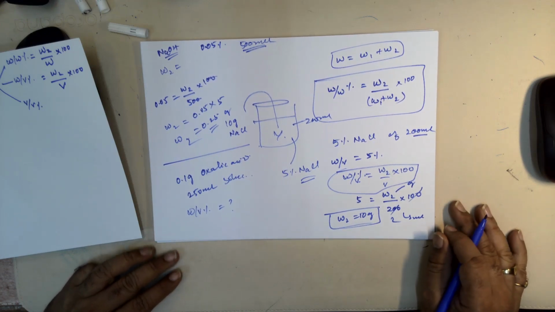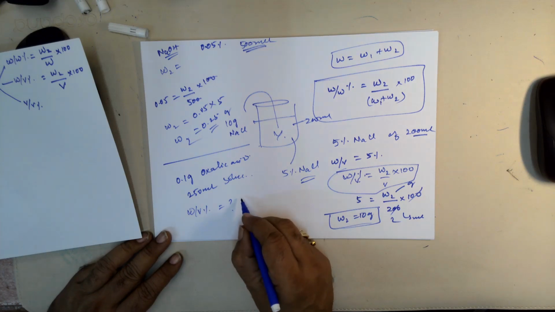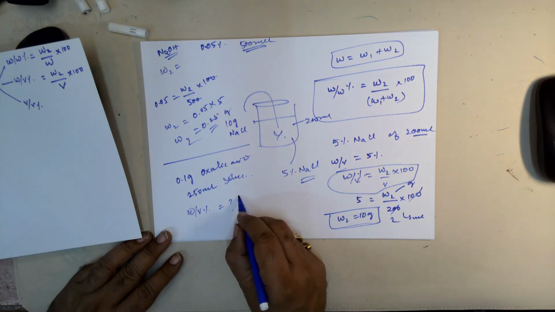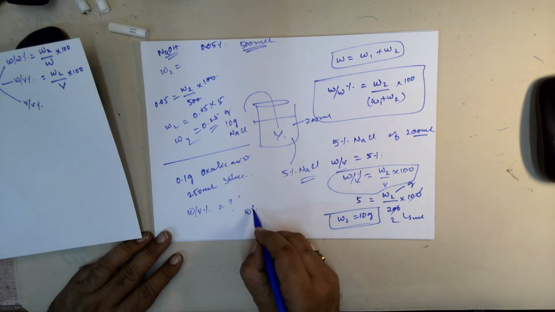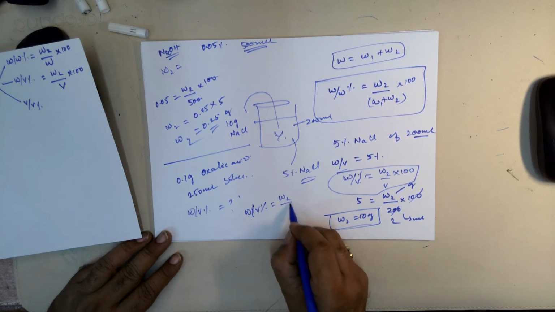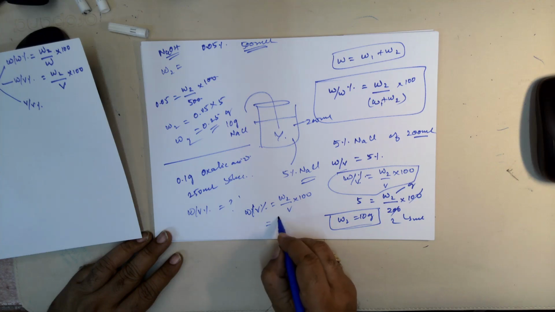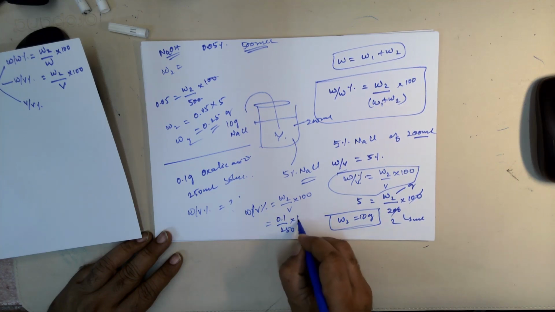So the weight by volume percent will be equal to 0.1 divided by 250. The formula is W by V percentage equal to W2 by V into 100. So you have to replace this: W2 is 0.1 and V is 250 ml, into 100.